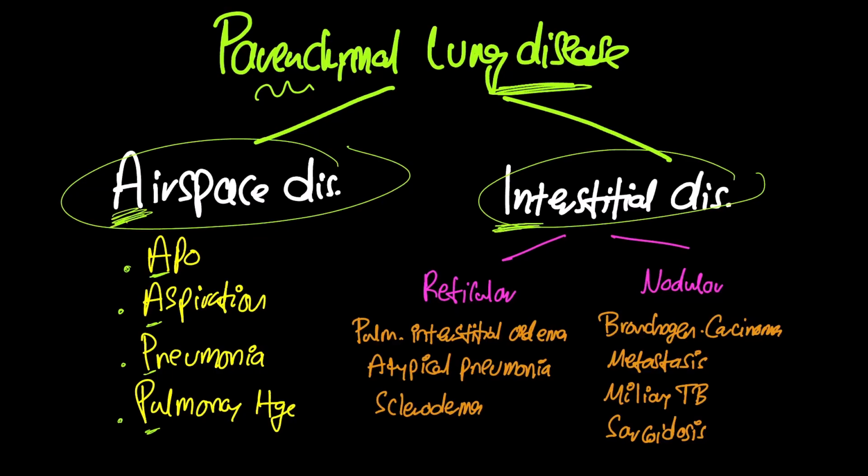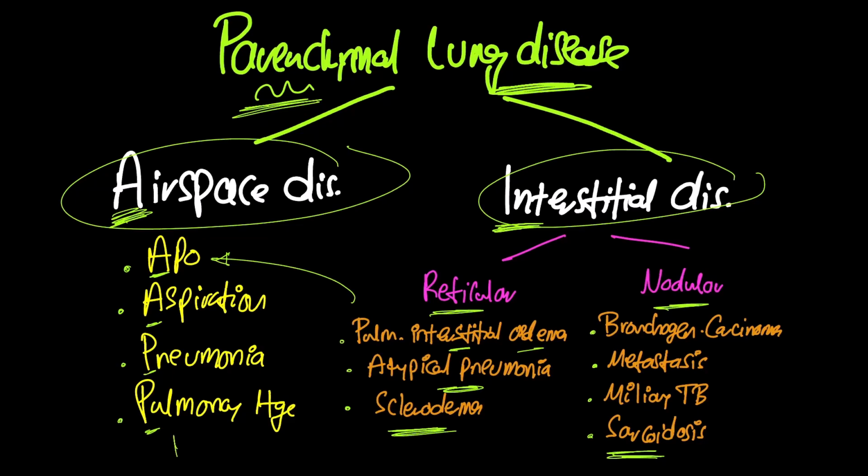Interstitial lung disease can be either reticular or nodular. So reticular are pulmonary interstitial edema, which is a precursor of acute pulmonary edema, or atypical pneumonia, either viral pneumonia or mycoplasma, legionella, or chlamydia, or scleroderma. Nodular can be bronchogenic carcinoma, metastasis, miliary TB, or sarcoidosis. So all of these diseases are under the headline of parenchymal lung disease.